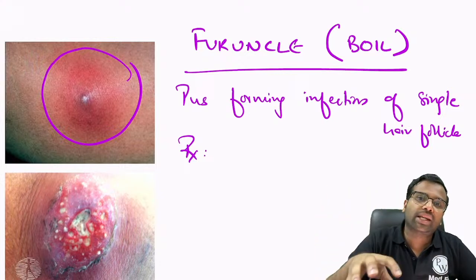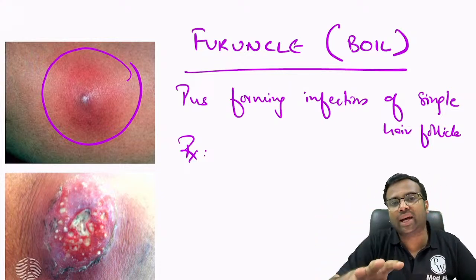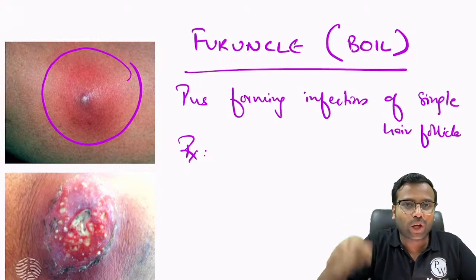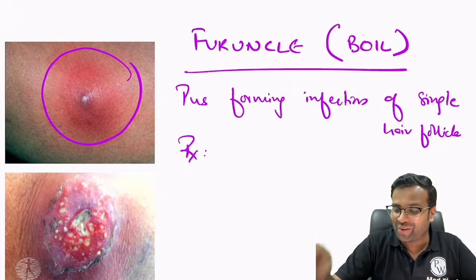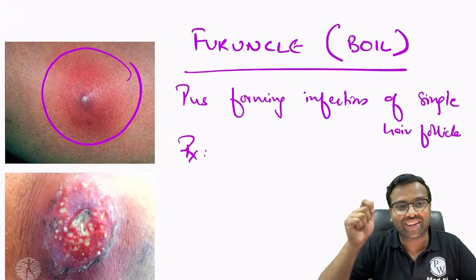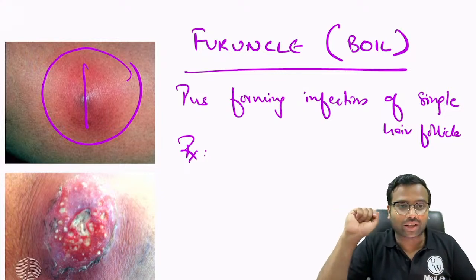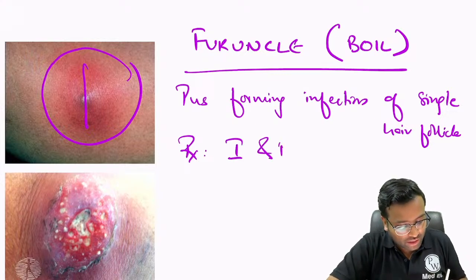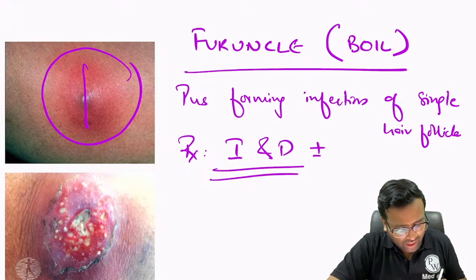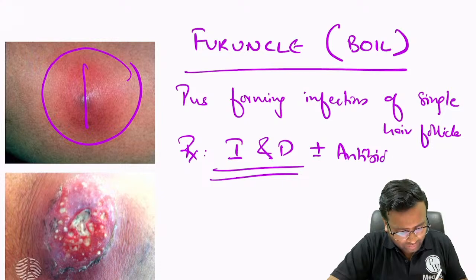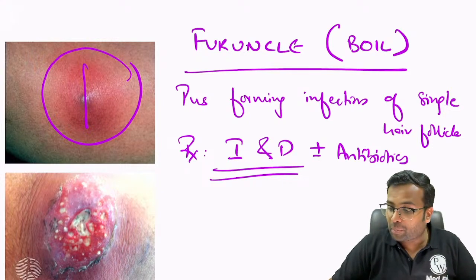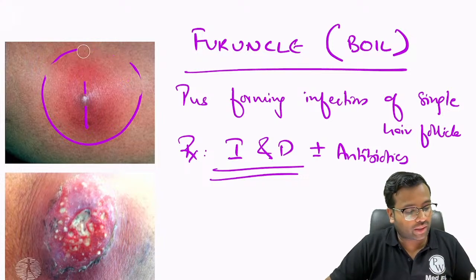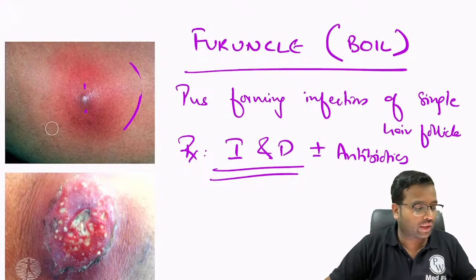So if there is pus anywhere in the body, will you keep it just like that and give some antibiotics and ask the patient to come back later? Yeah, would you like to take a blade? Yeah, you will like to take a blade here, right? Because you are going to give an incision and you are going to drain off this pus. So here the treatment should be incision and drainage, plus minus antibiotics. So this is going to be the management of this case of a furuncle.